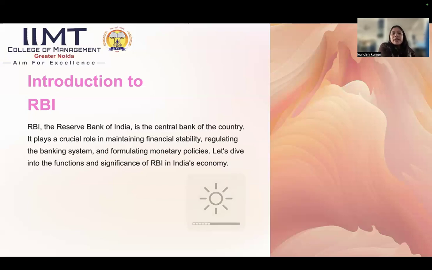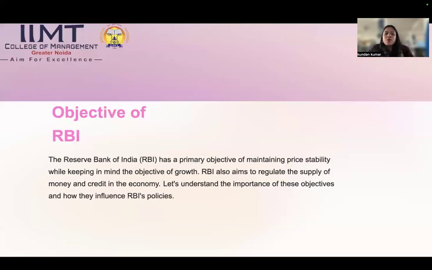Now come to the next head, that is objective. The Reserve Bank of India has a primary objective of maintaining price stability while keeping in mind the objective of growth. RBI also aims to regulate the supply of money and credit in the economy. The chief objectives of the Reserve Bank of India are to sustain the public's confidence in the system, safeguard the depositors' interest, and facilitate cost-effective banking services like cooperative banking and commercial banking to the people.